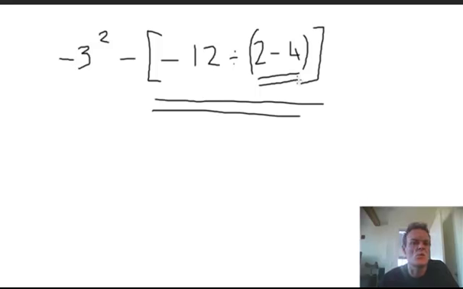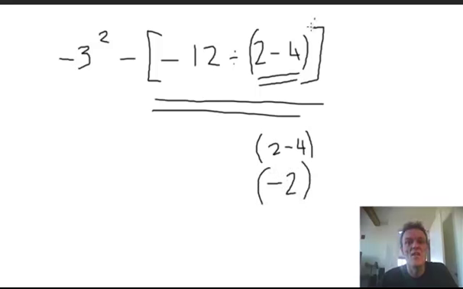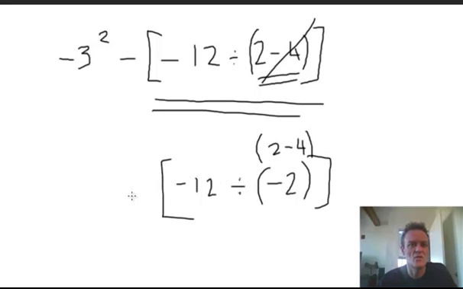All right. So what I'm really doing here is this 2 take away 4. Again, I'm taking away a bigger number. 2 take away 4. Well, 4 take away 2 is 2. 2 take away 4 is negative 2. Okay, that's what I have for that. Still got the division. Still got the negative 12. Still got square brackets. Okay, and of course I've got all this here.